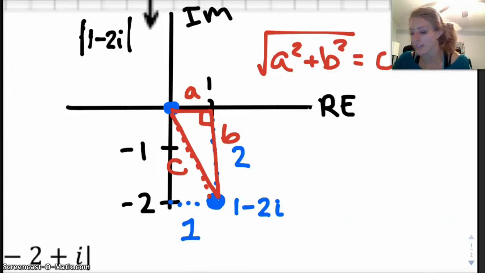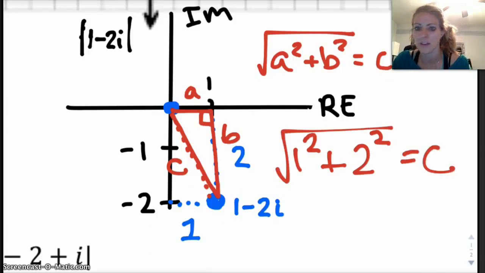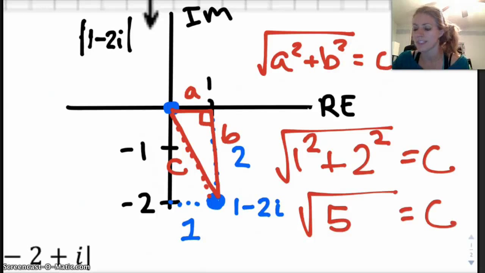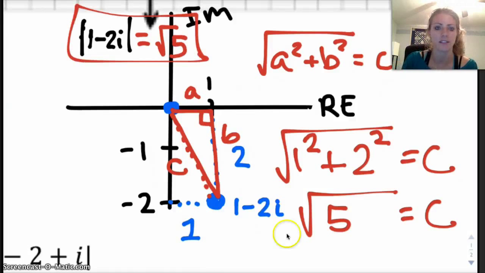So anyways, in this case, a is 1, so we've got 1 squared plus, and then b is 2, so 2 squared, and that equals c squared, or the square root of that equals c. So we take the square root of 1 plus 4, square root of 5 is c. So the absolute value of 1 minus 2i is equal to the square root of 5, okay? And that would be your answer in this case.